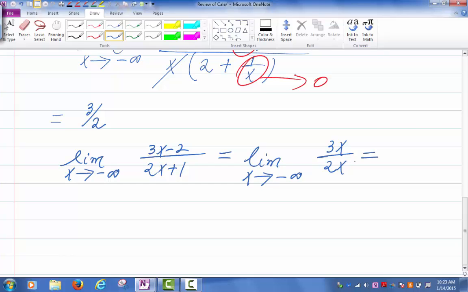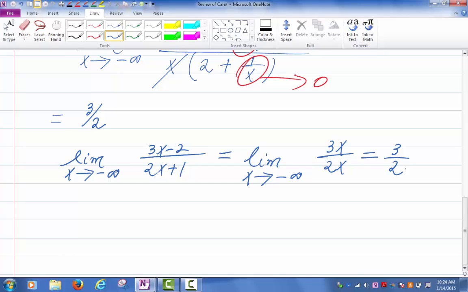And what's the limit now? Well, now it's obvious. You just cancel out the x's. You're left with 3/2. Okay? And this is just for rational functions. This is what you can do when x goes to infinity or negative infinity. This wouldn't be true if x goes to 2 or something. If x is going to a finite number, you cannot do this trick. But if x goes to infinity or negative infinity, you can ignore the lower order terms.